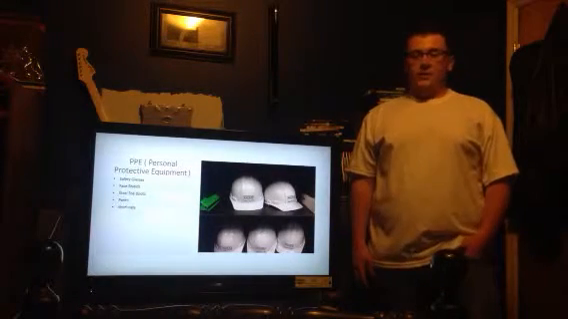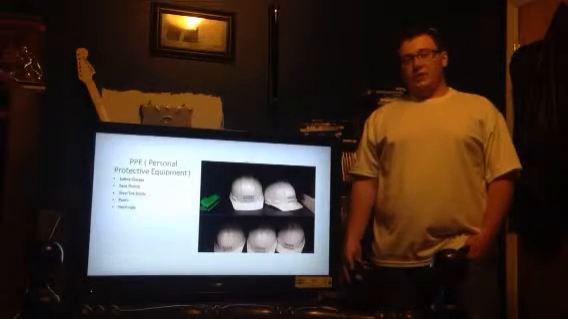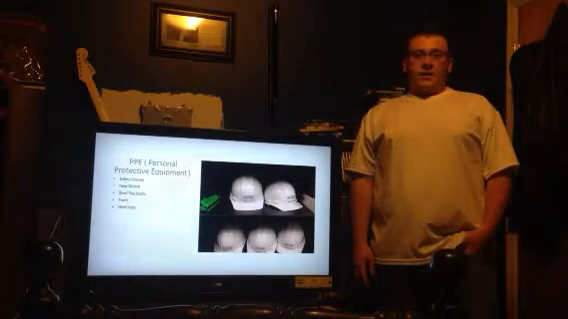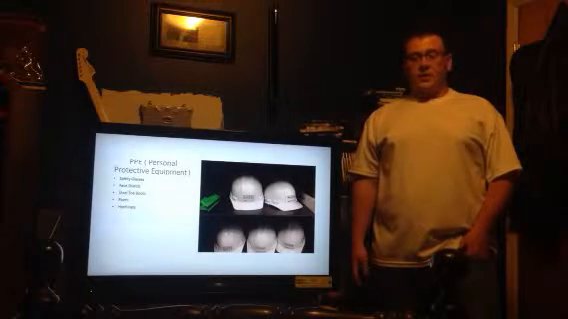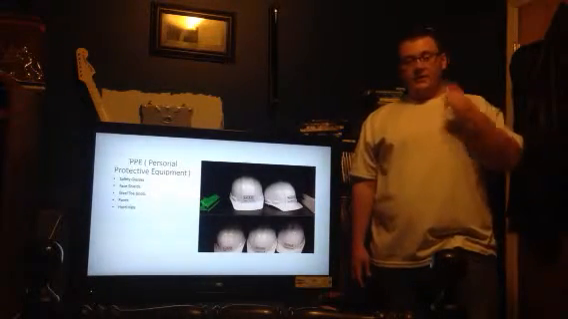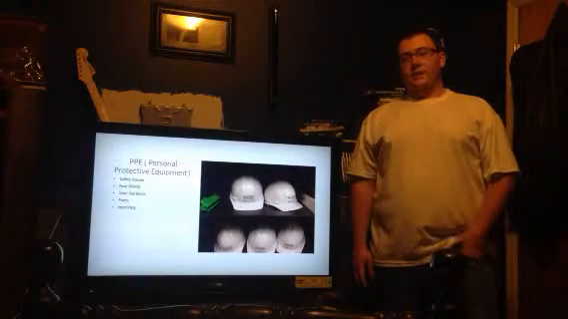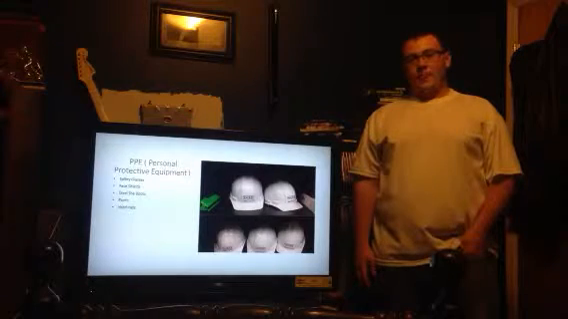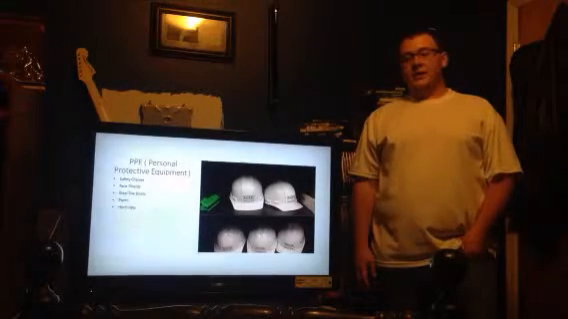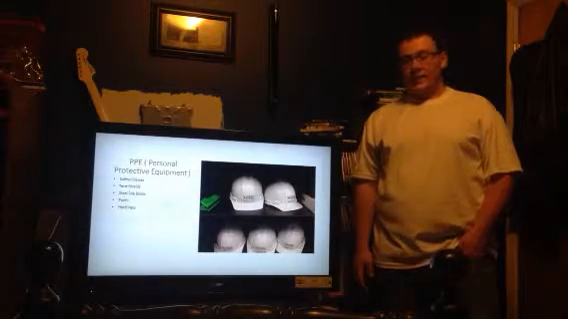Next, I'm going to go over PPE, which is personal protective equipment, which is for employee safety. At all times on the plant floor, employees must wear safety glasses, face shields if they are going to be handling the chemicals closely, steel-toe boots, pants, and hard hats.